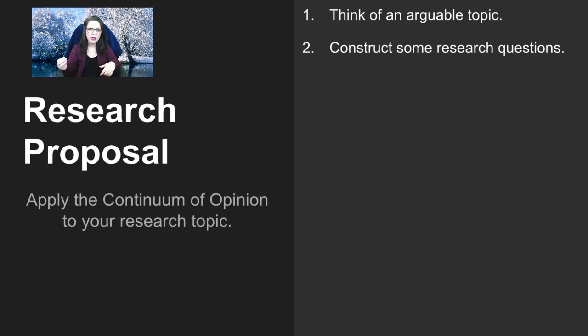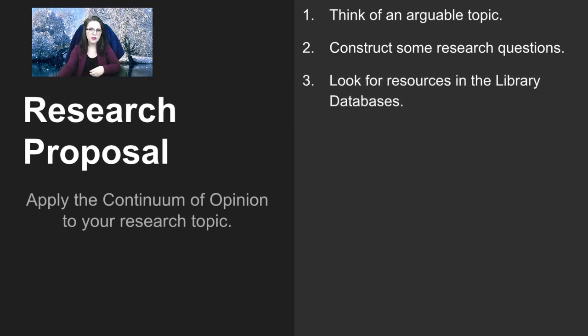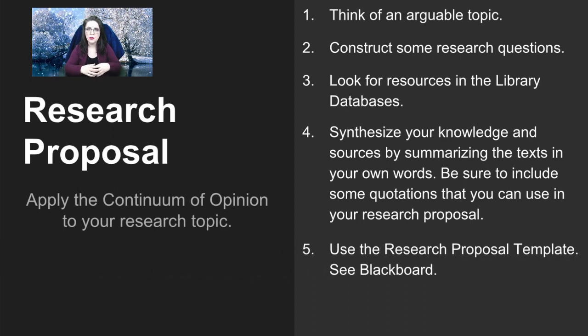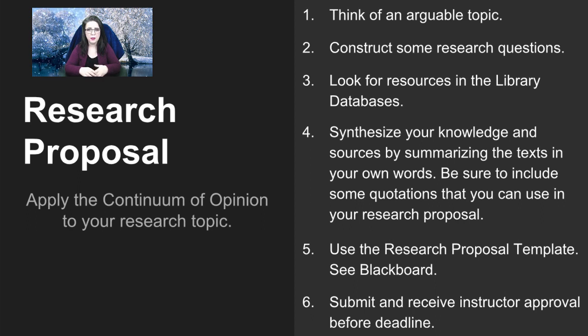Also, you want to construct some research questions. What do you not know about the topic that you've heard some about, but you aren't well versed in it? You want to make sure that you look for sources in the library database. And as you're researching and you're reading these sources, make sure that you summarize these sources in your own words, and make sure that you have some quotes to use for your research proposal and your paper. You want to use the research template, which I've provided for you on Blackboard. And you want to submit and receive instructor approval before the deadline. Please see your course calendar.